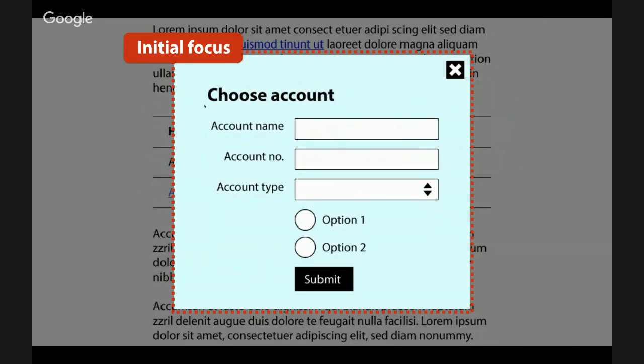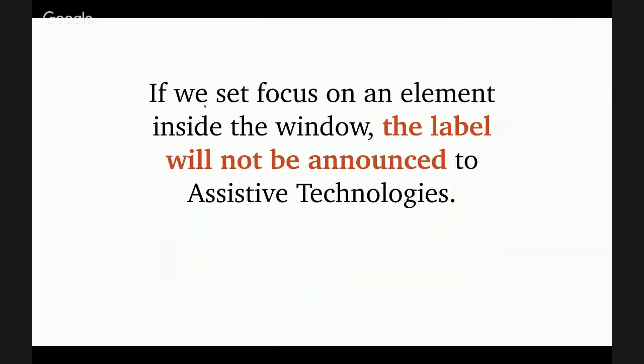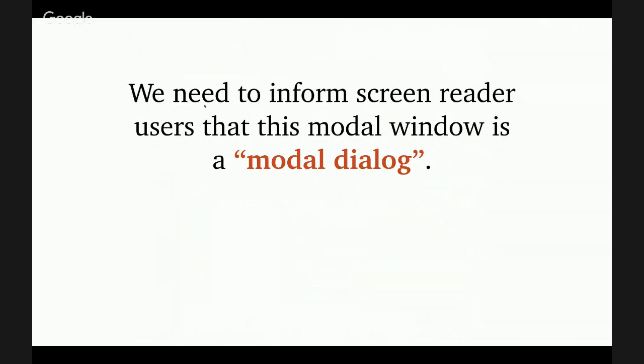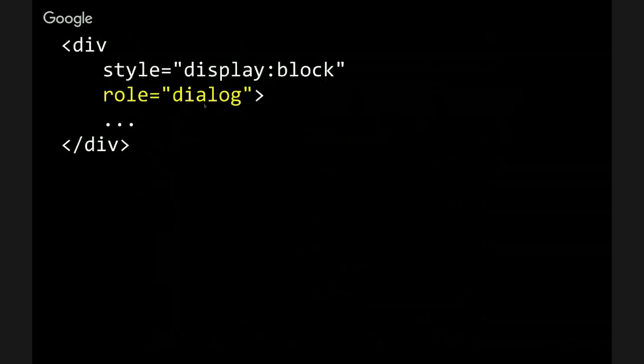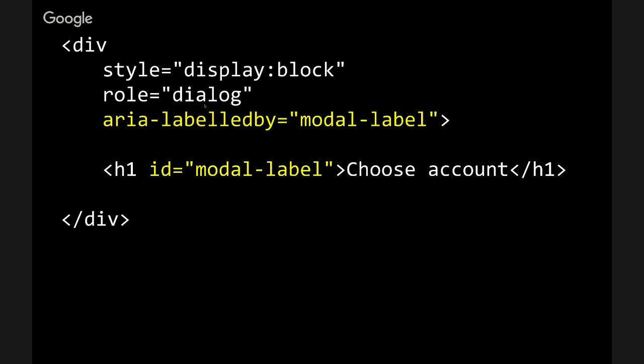So ideally we should set focus on the modal itself. Now this is important because we're going to give the modal a label. And the problem is that if we don't set focus on the modal itself, the label won't be announced to assistive technologies. So we need to inform screen reader users that this modal is a modal window, and we can do that with role equals dialog. And we need to provide a label for the modal. So what we can do is put ARIA labelled by, and then we can hook that in with the H1.